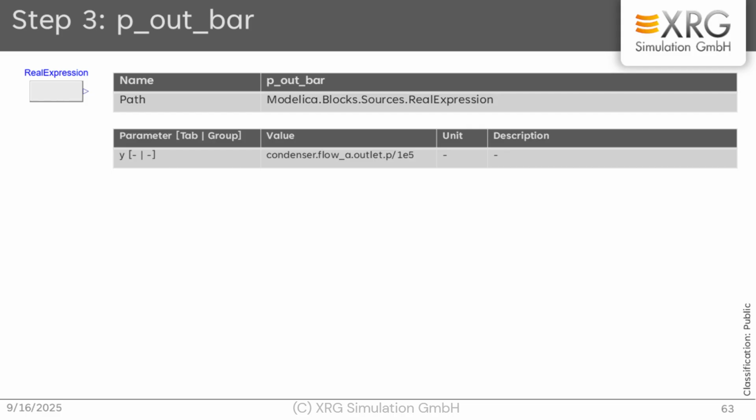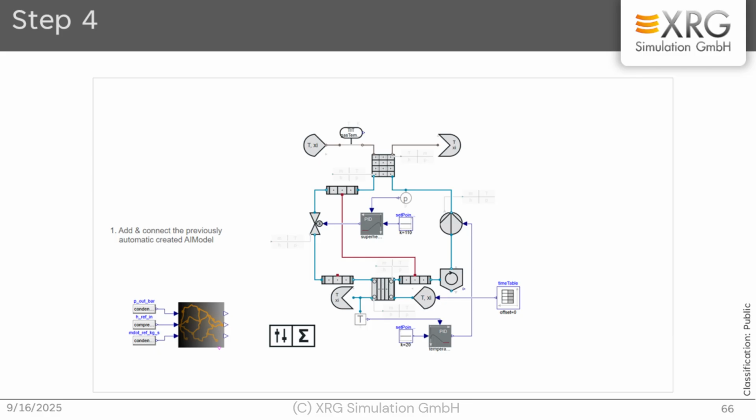And we have the inlet enthalpy of the condenser. To get the inlet enthalpy, we can use this compressor outlet's H outflow. So the outflow enthalpy of the component in front of the condenser is the inlet enthalpy of our condenser. And we can use the mass flow that's inside of this condenser component. And then we can just connect it.